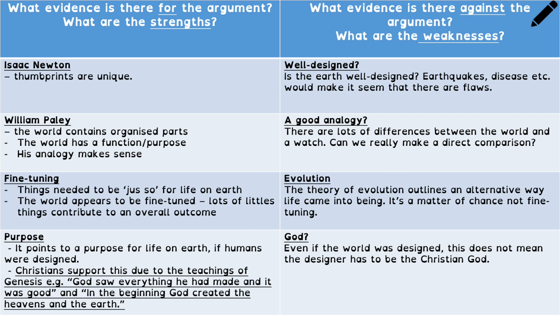We've already spoken about William Paley, but as well as his analogy and the way in which he sets out the design argument, he also said that we can see evidence for the design argument through the fact that the world contains organised parts. For example, there are weather cycles, and plants and animals grow and reproduce, and life continues. In addition, we can see from the world that there is a function or a purpose to the world because it allows life.